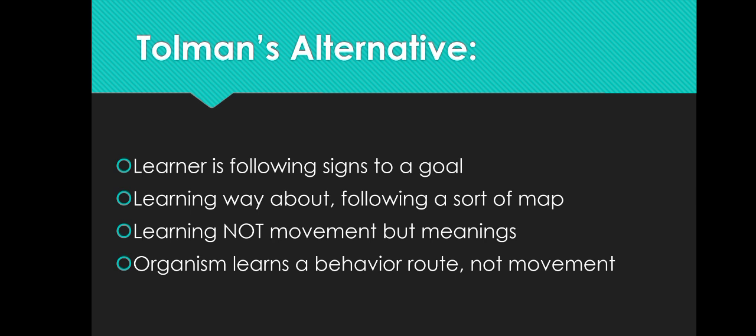Before behavior is learned by the students, they must know the meaning of what they are doing, so that the behavior will be reflected in them. So, organisms learn a behavior route or way, not a movement pattern. These are the important principles that Tolman satisfied in his sign learning.